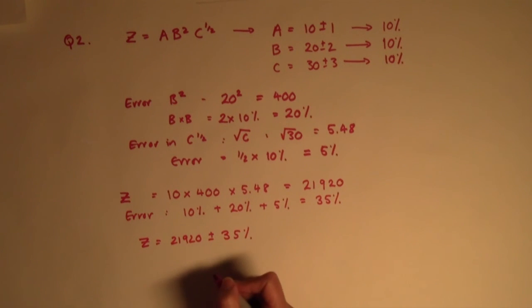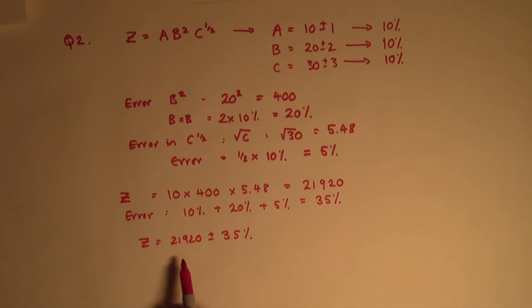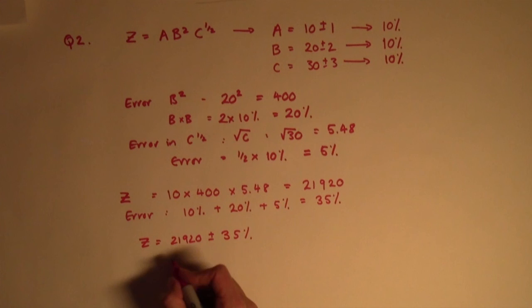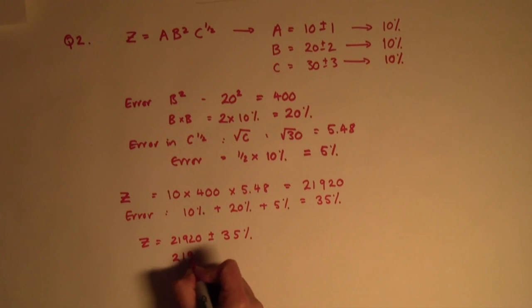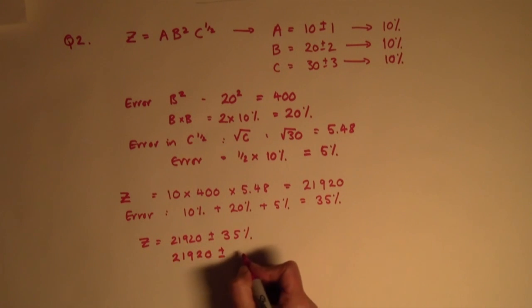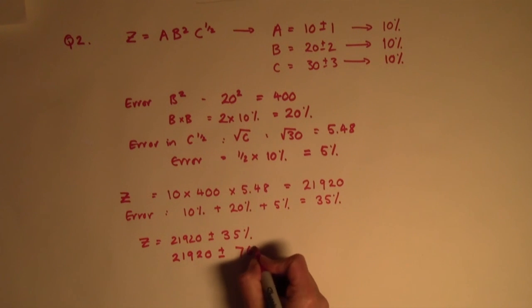And then you can convert that back into its raw form, so 35 divided by 100 times 21,920 will get you your raw values, which are 7,672.